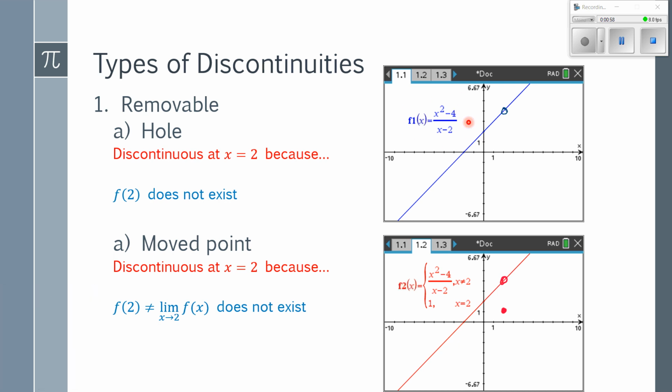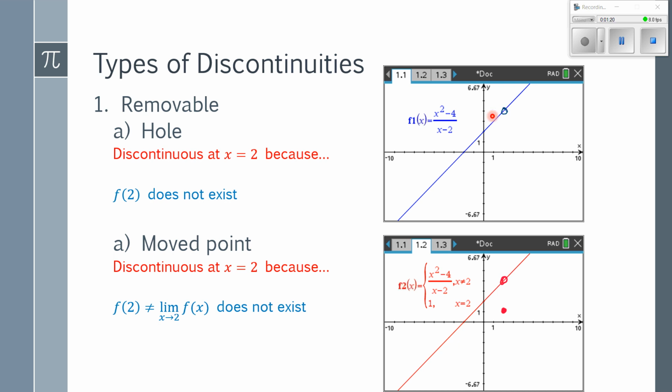where we can simplify, where we set the denominator equal to 0, but when we simplify it, it would cancel out. So in this case, x equals 2 is not in the domain of this function because it would give me 0 in the denominator. But when I simplify the function, the x minus 2 cancels. That leaves us with a hole.